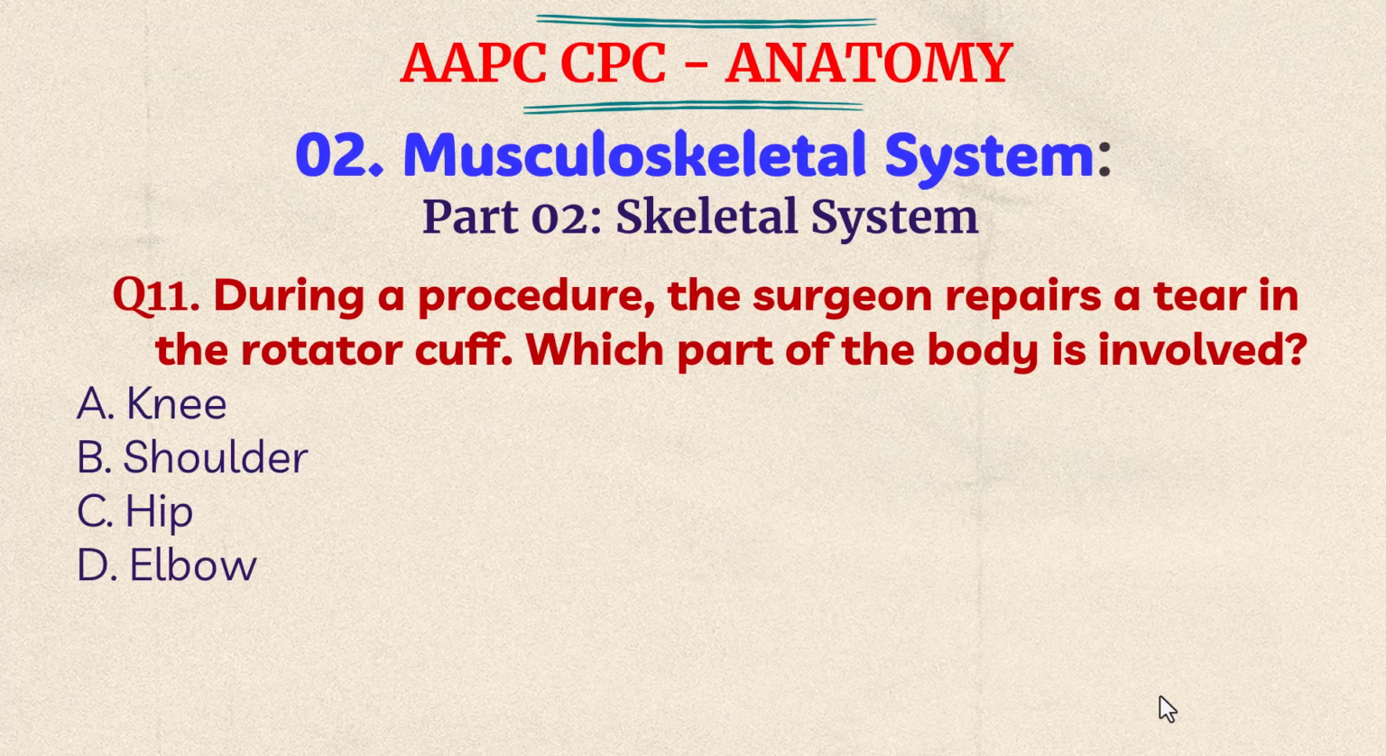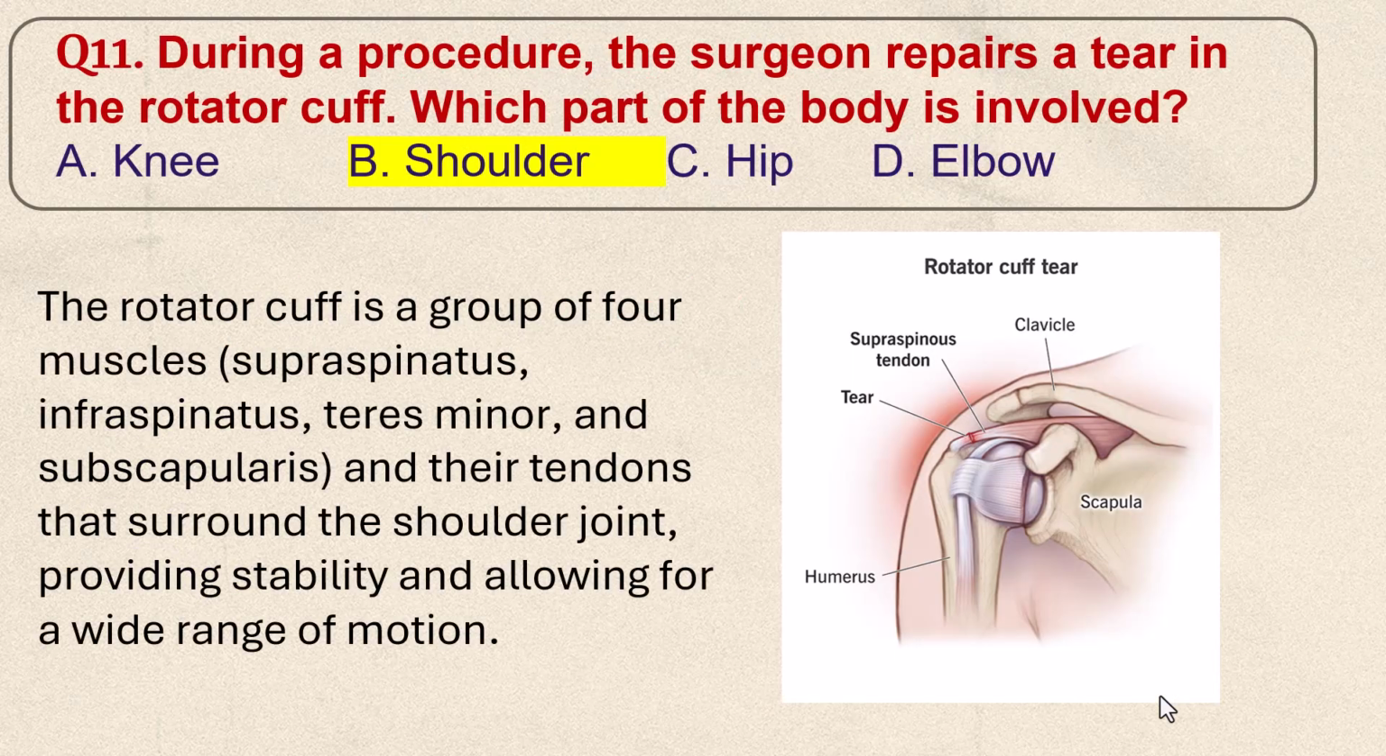Question number 11. During a procedure, the surgeon repairs a tear in the rotator cuff. Which part of the body is involved? A. Knee. B. Shoulder. C. Hip. D. Elbow. Pause the video and think of the answer. The correct answer is B. Shoulder. You can see the rotator cuff is a group of 4 muscles and their tendons that surround the shoulder joint. It provides stability while allowing for a wide range of movement. Most commonly, the rotator cuff tear occurs in the supraspinatus tendon.